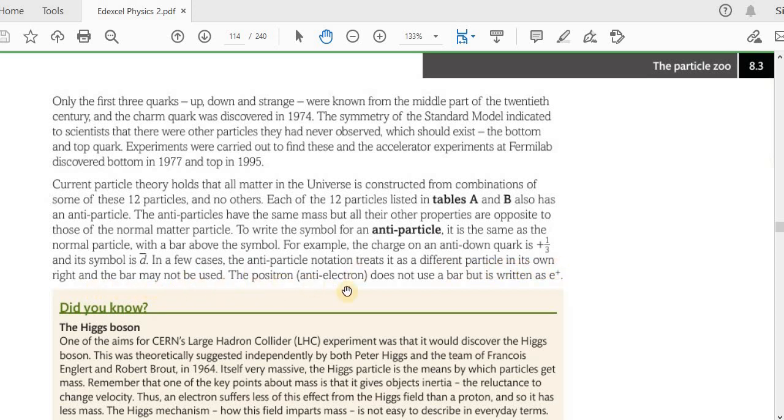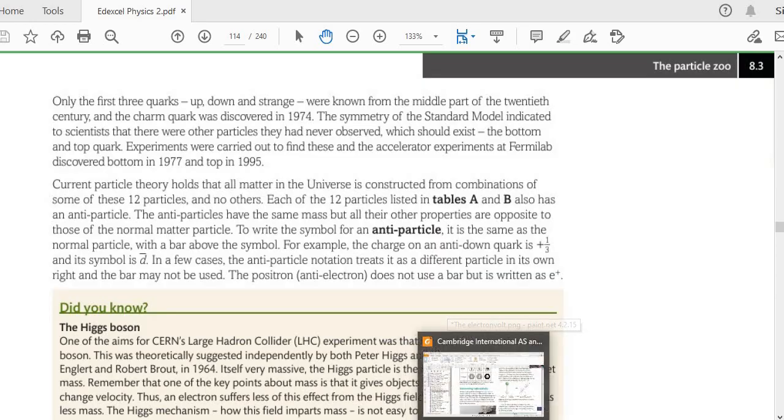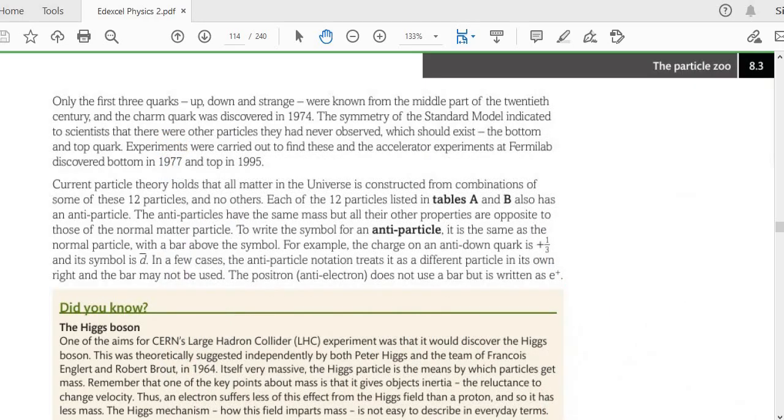The positron, anti-electron, that is the beta plus particle, does not use a bar but is written as e plus. See, positron, also called the beta plus particle or the anti-electron. So three names to mean the same thing: positron, anti-electron, beta plus particle. For this we use the e plus or beta symbol and then the plus. Beta minus is electron, beta plus is positron.